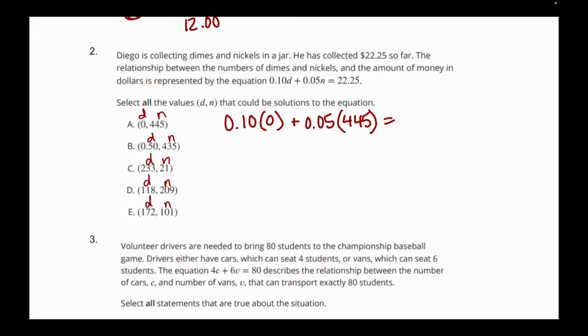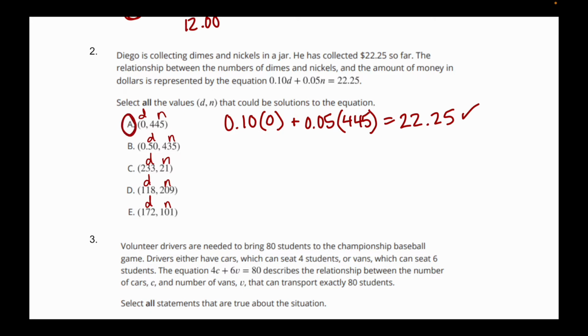So if we plug that into a calculator, we really just need to do the 0.05 times the 445 part, and this does make 22.25. So that one worked, and that was A.